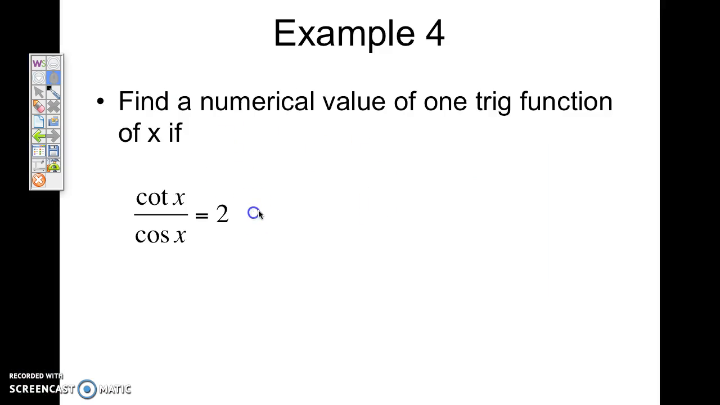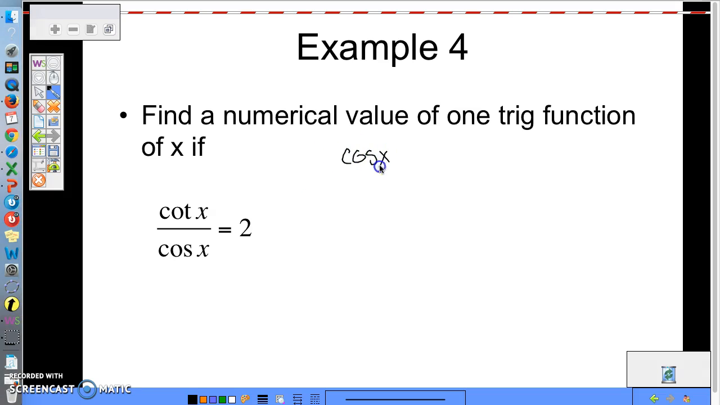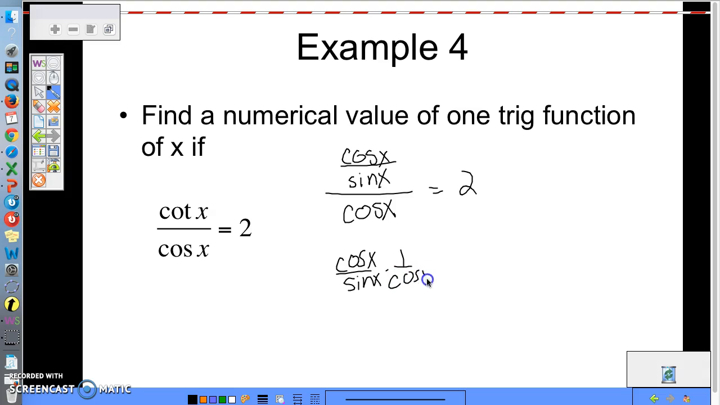We're going to skip this one for now, and we're going to come back to this one. Find a numerical value of one trig function. So that just means rewrite this with one trig function. So we have cosine of x over sine of x divided by the cosine of x equals 2. Well, we keep our numerator, cosine of x over sine of x, times the reciprocal, 1 over the cosine of x. So that cancels out, reduces down to 1, I should say. So we have 1 over the sine of x equals 2.